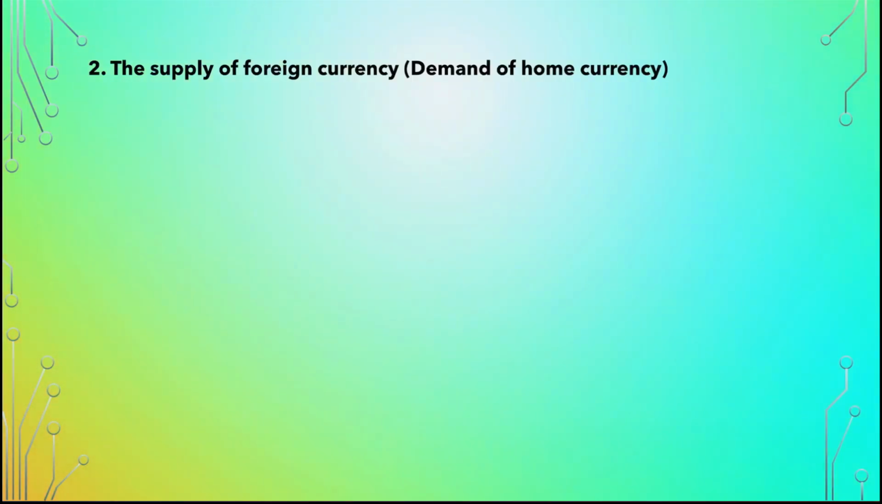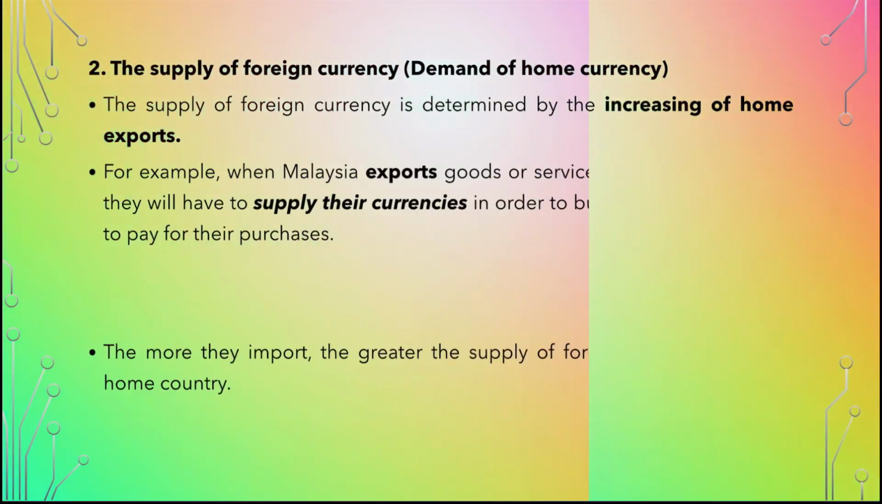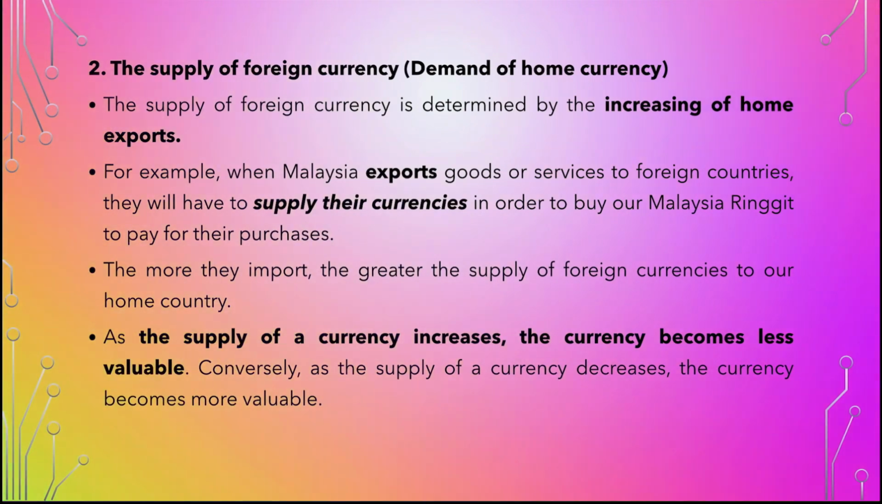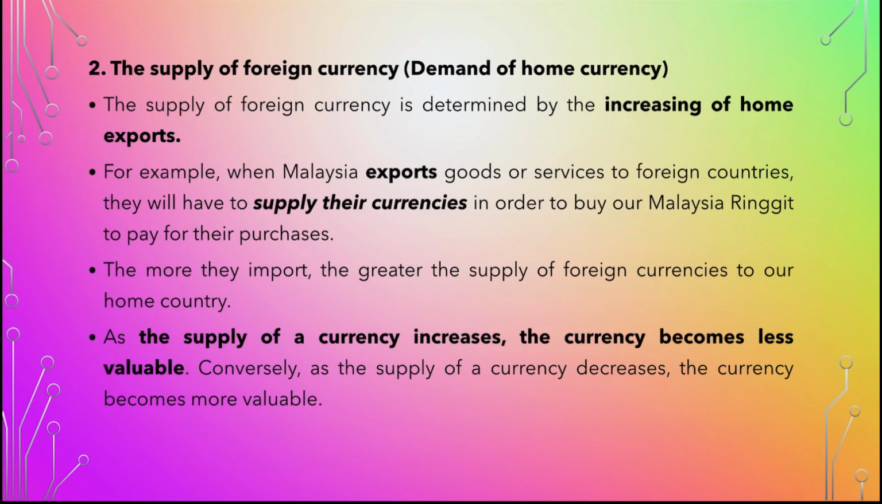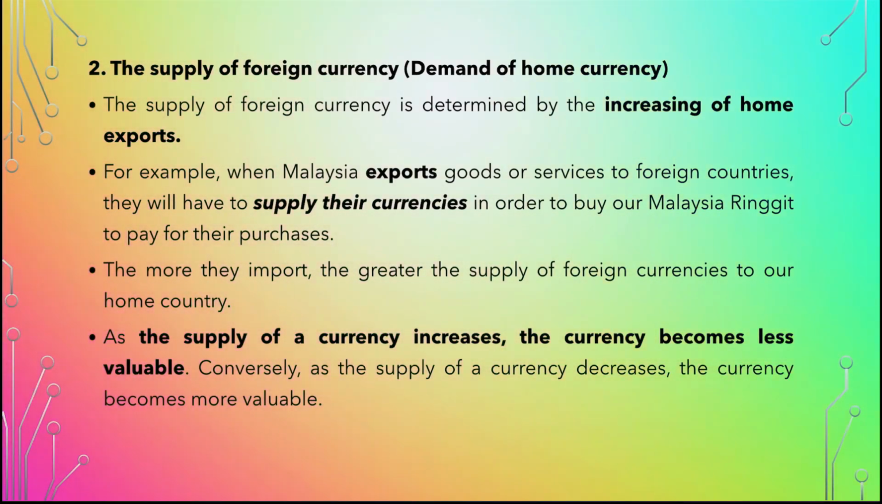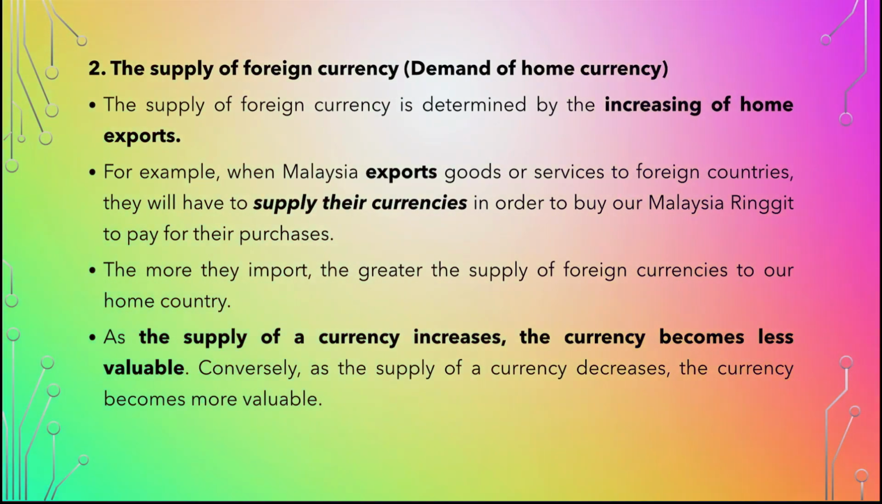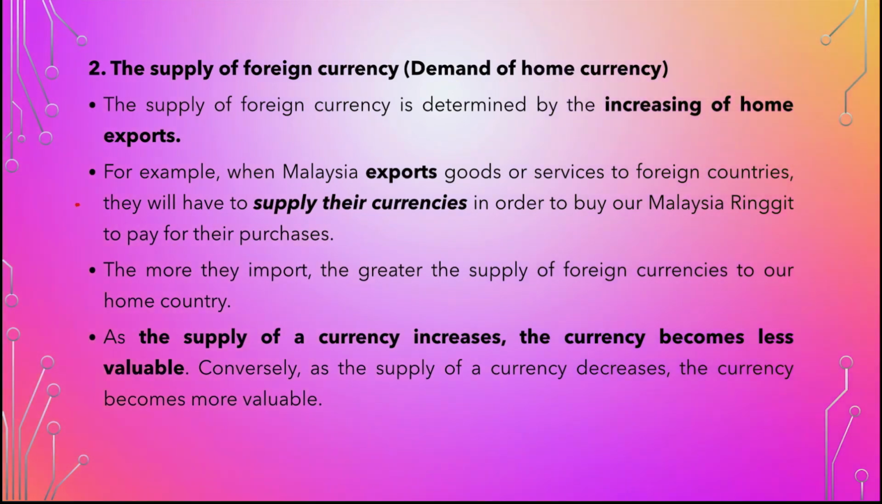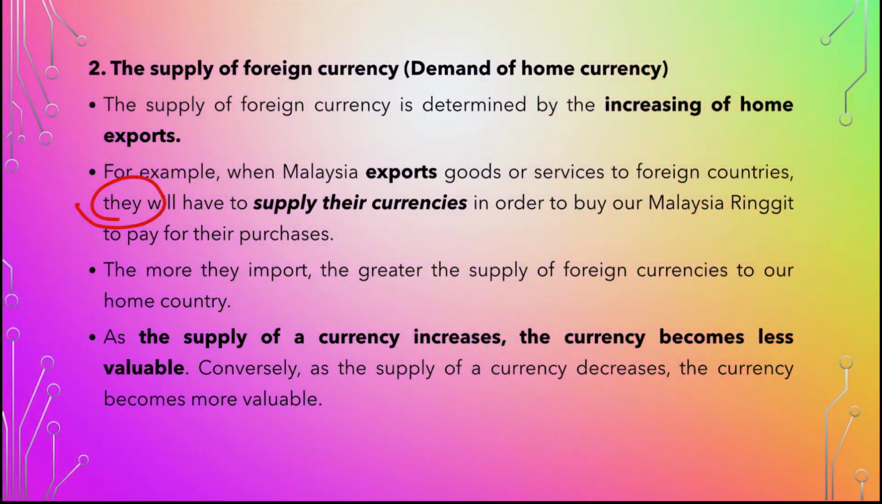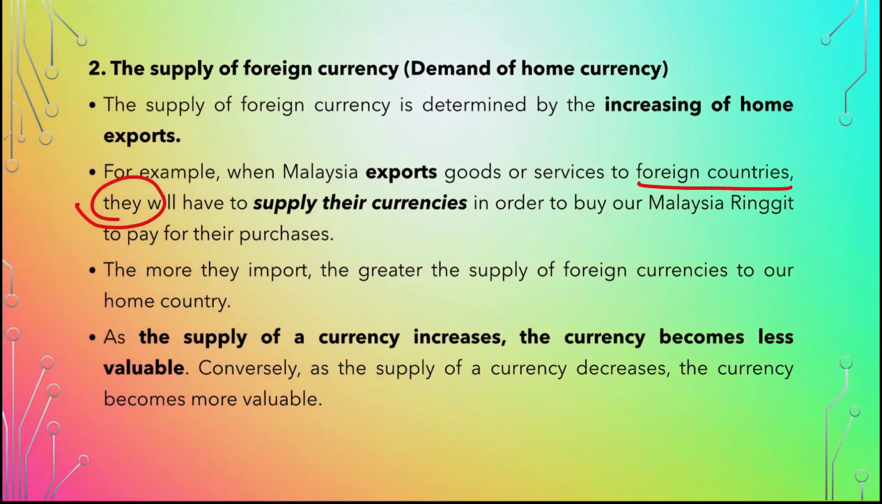The second one is the supply. The supply of foreign currency, meaning the demand for home currency. Let's look at it. The supply of foreign currency is determined by the increase of home exports. For example, when Malaysia exports or sells goods or services to foreign countries, they will have to supply their currencies in order to buy our Malaysia ringgit. They here refer to foreign countries paying for their purchases.